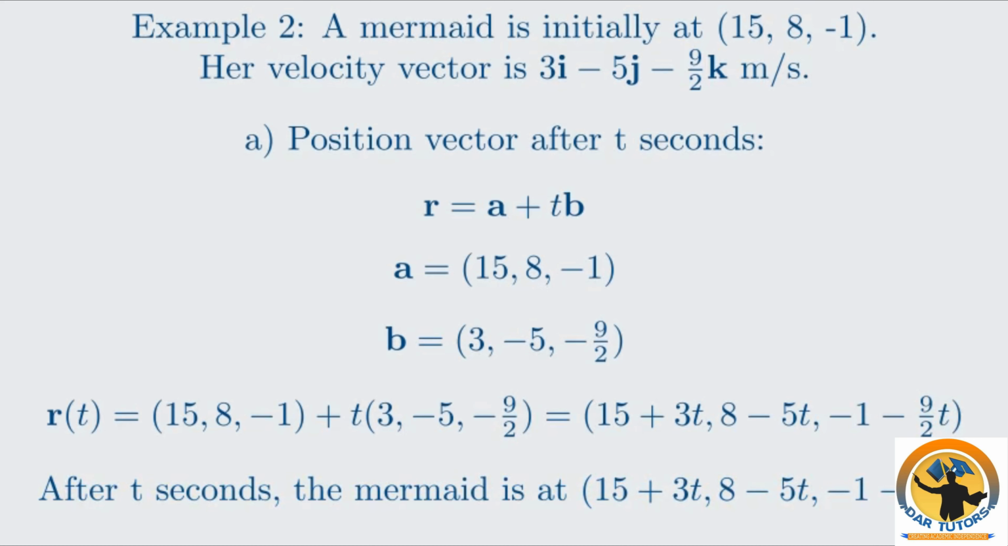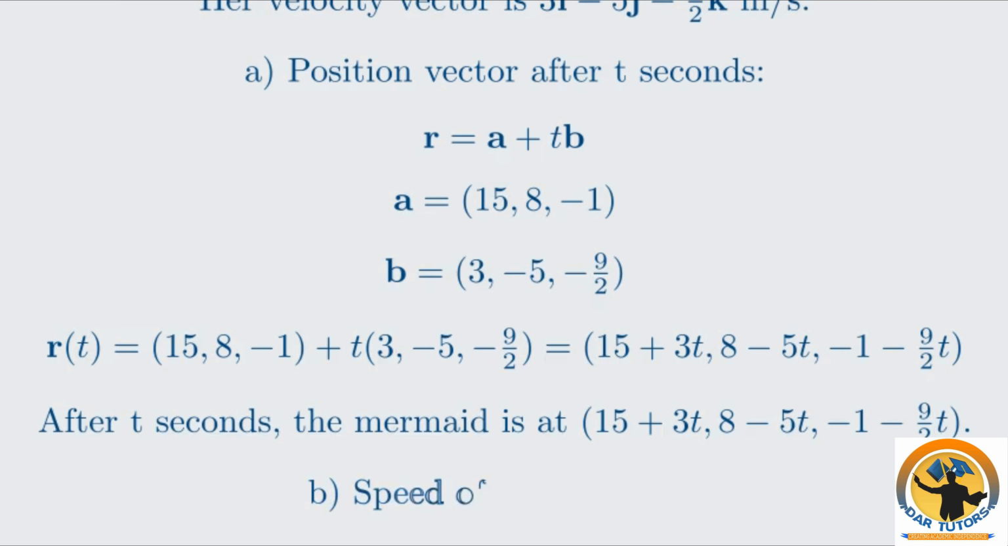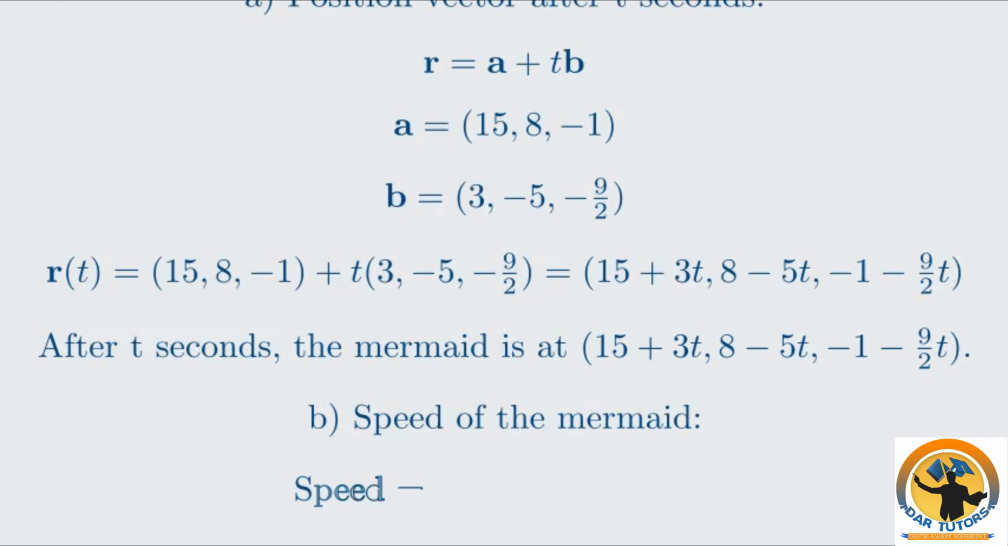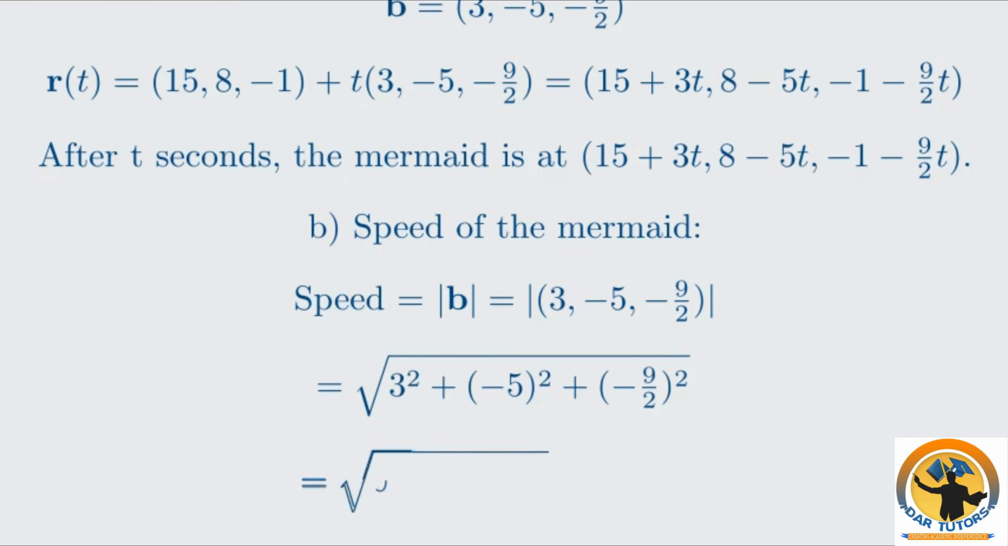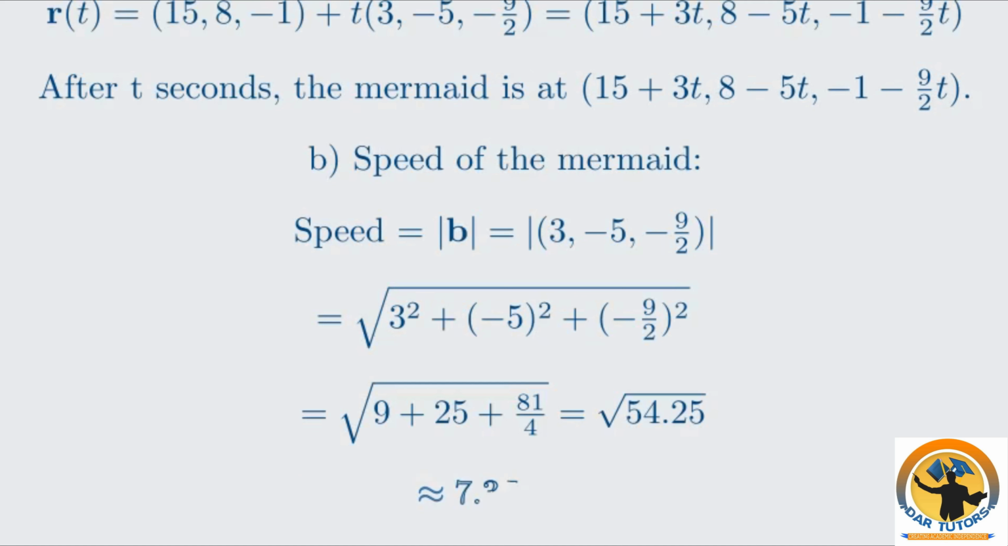Next, let's find her speed. The speed is the magnitude of the velocity vector. We calculate the magnitude of (3, negative 5, negative 9 over 2). This is the square root of 3 squared plus negative 5 squared plus negative 9 over 2 squared. This simplifies to the square root of 9 plus 25 plus 81 over 4, which is the square root of 54.25. The speed is approximately 7.37 meters per second.